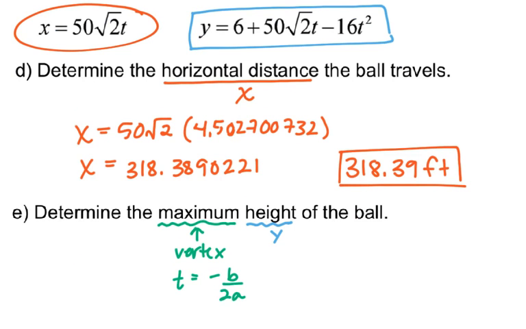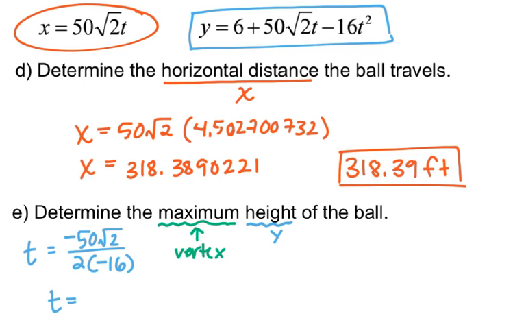Back to the question at hand, I'm going to find t equals negative b over 2a, that's negative 50 root 2 over 2 times a, which is negative 16. So negative b over 2a gives me an output value of t equals 2.209708691, or rather just 2.2 seconds.